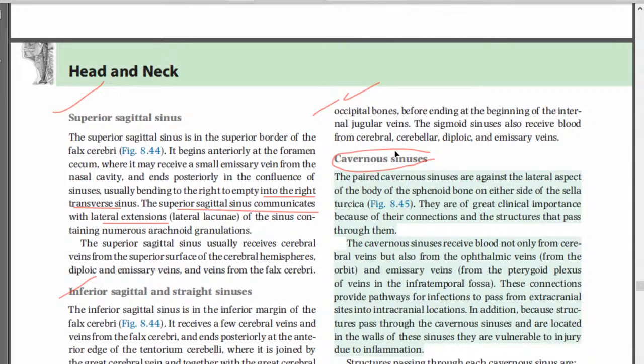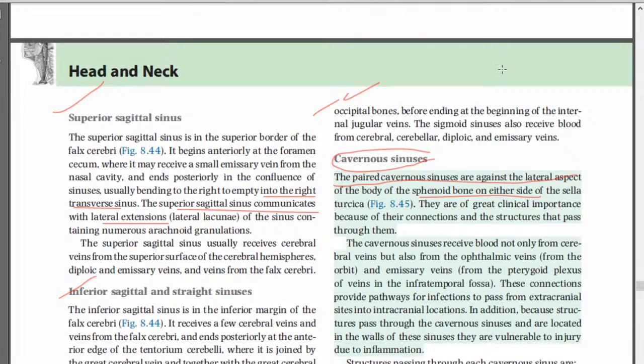So where we're at is the cavernous sinuses. The paired cavernous sinuses are against the lateral aspect of the body of the sphenoid bone, on either side of the sella turcica. What does that mean? It is present on the lateral aspect of the body of the sphenoid bone.